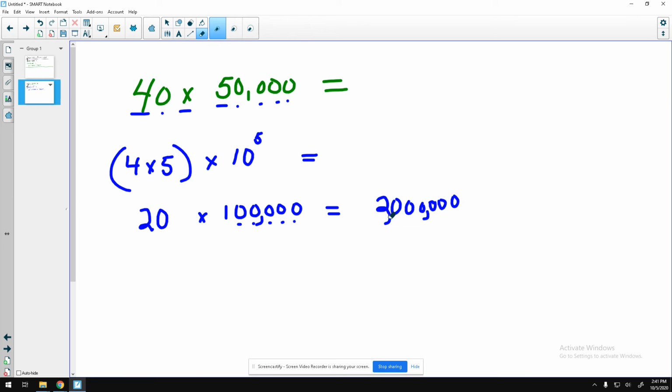So this answer is huge. And instead of us doing all of the extra work, we're using mental math, and we're also using powers of 10 to multiply and get our answer.